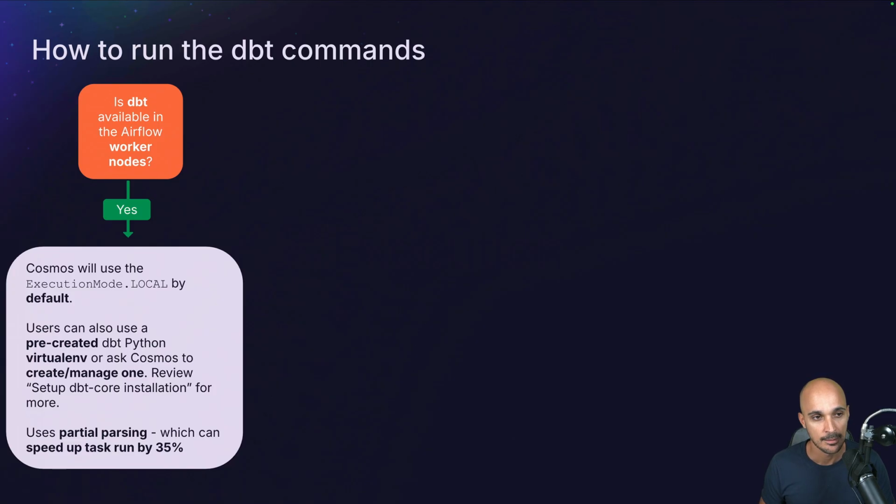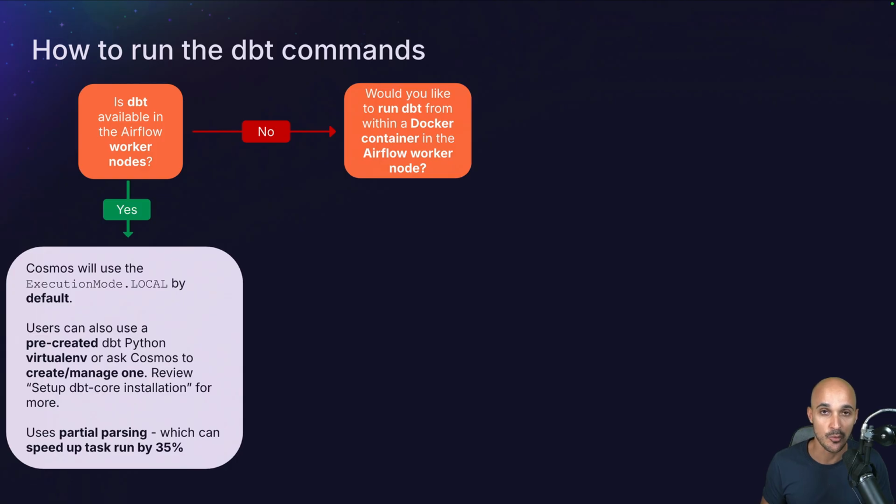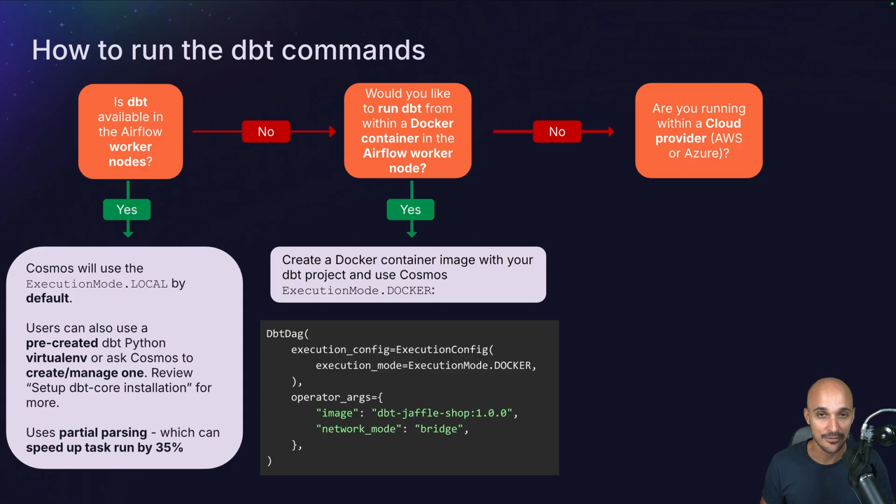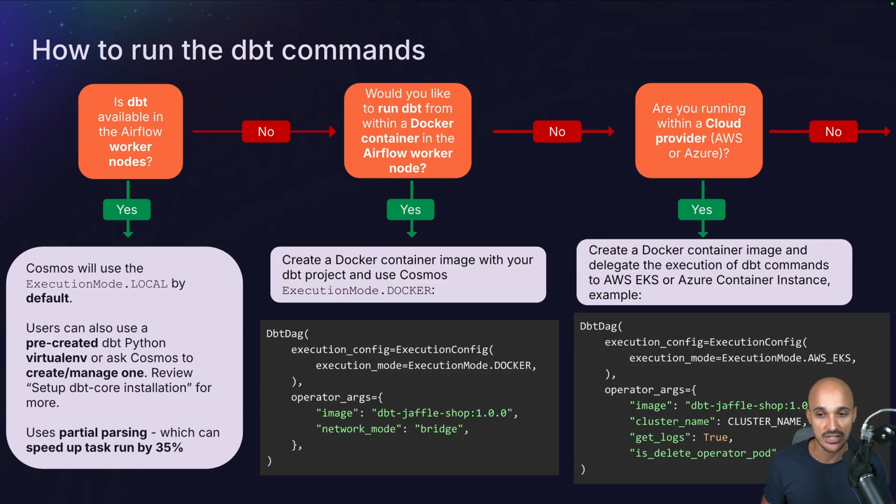And if you don't know what I'm talking about, take a look at the documentation of dbt and Cosmos about partial parsing. But if dbt is not available in the Airflow worker nodes, then would you like to run dbt from within a Docker container in the Airflow worker node? If yes, then you can create a Docker container image with your dbt project and use Cosmos execution mode docker as shown below. And if not, if you don't want to do that, then the next question is, are you running within a cloud provider like AWS or Azure? If it is the case, then you can create a Docker container image and delegate the execution of dbt commands to AWS EKS or Azure Container Instance. As you can see here with the execution config object, we use the execution mode AWS EKS, and then we specify some arguments such as the Docker image we want to use and so on.